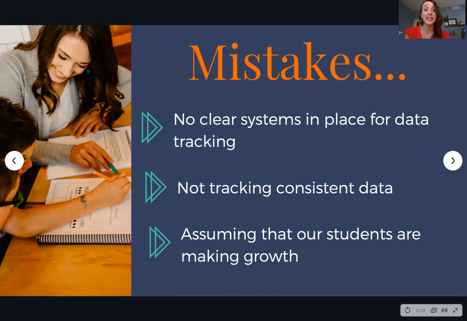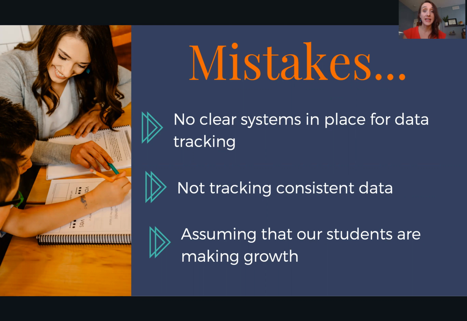And one of the biggest mistakes that we see, that we've made personally in this field, is that we don't have clear systems in place for data tracking, or that we're not tracking consistent data. So maybe we do have data that we're tracking, but we're tracking different things from lesson to lesson, and therefore we can't compare apples to apples because we don't have consistent data.